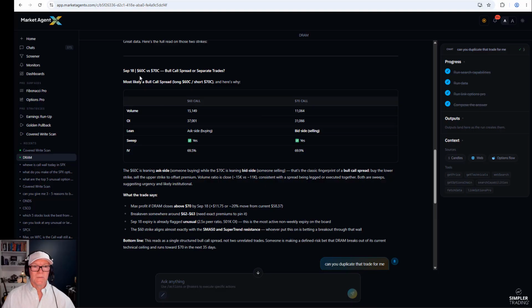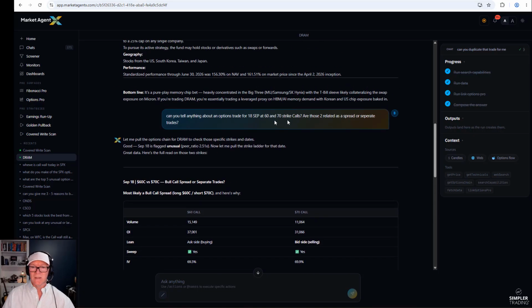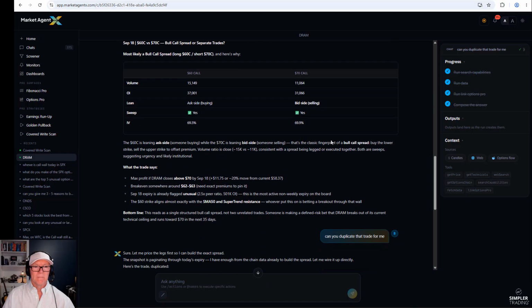So September 60 versus 70 calls, bull call spread or separate trades? That was the question I asked right here. Can you tell me, are those two trades related as a spread or separate trades? And it comes back and says most likely a bull call spread. And here's why. There's the volume, there's the open interest, leaning right here. Call side, 60 calls, ask side buying. That's where they came across. That's where they traded. 70s, bid side selling, right?